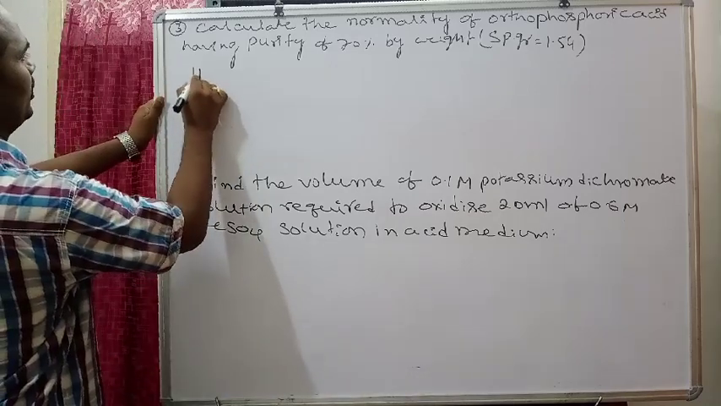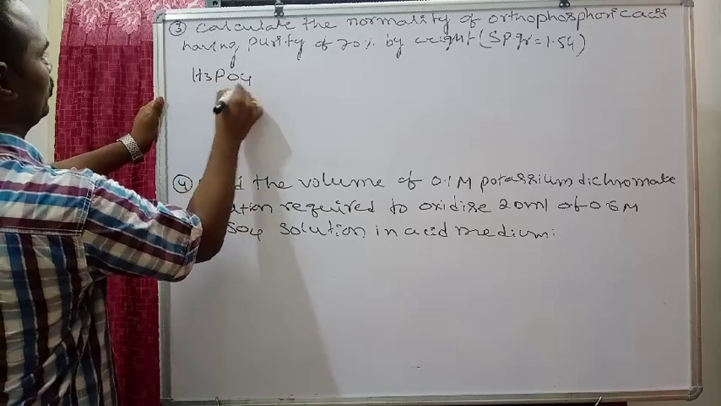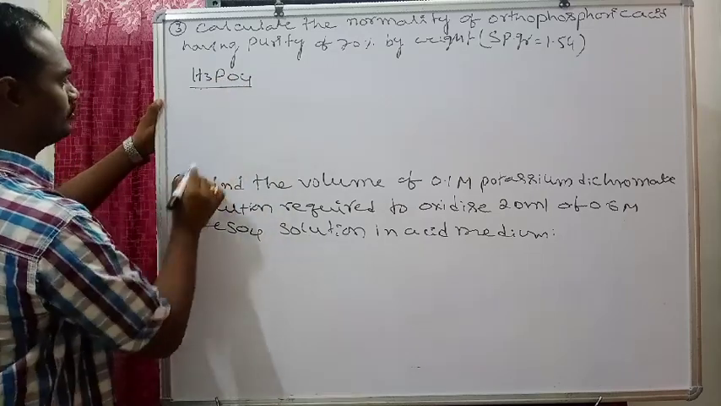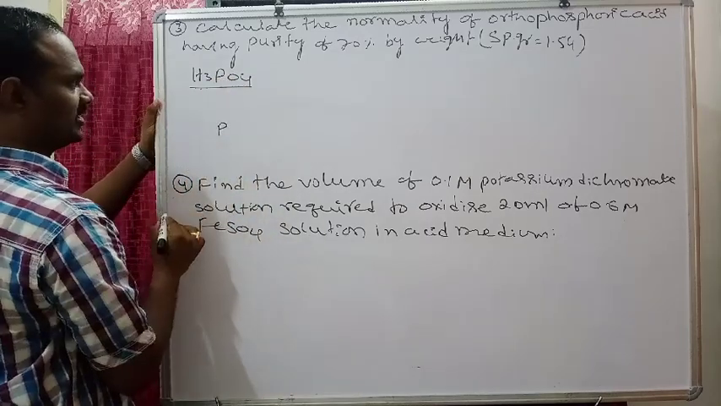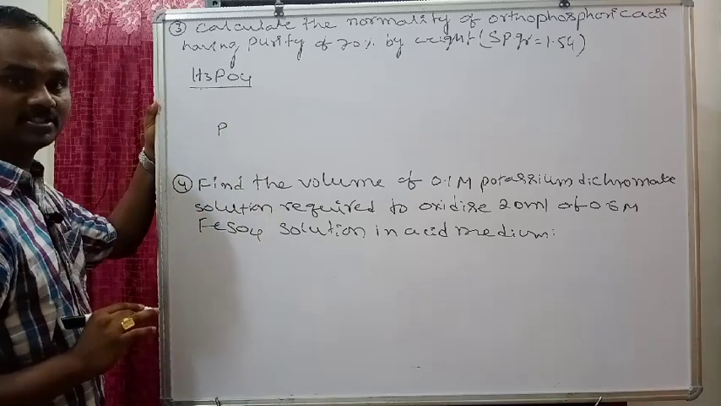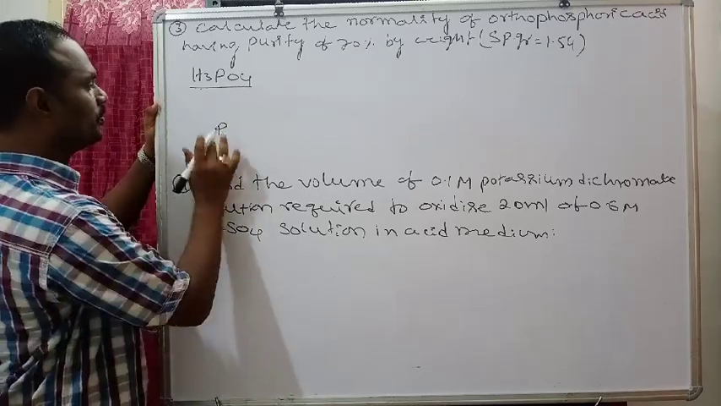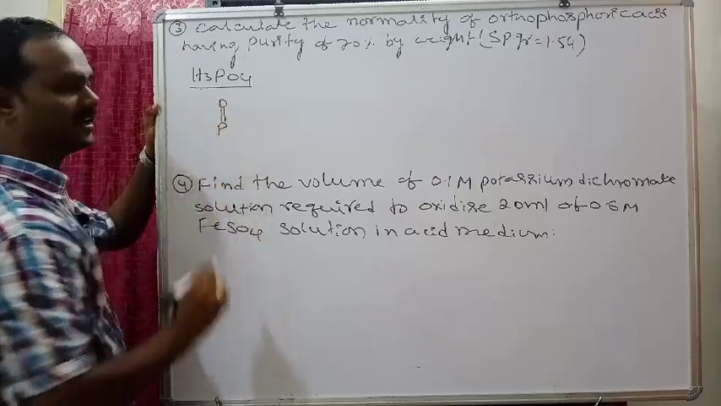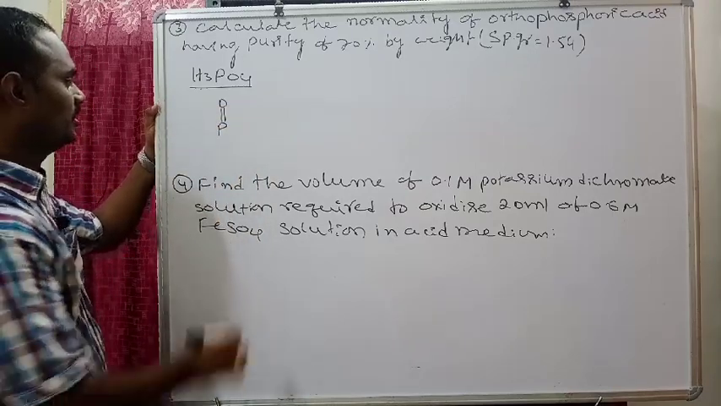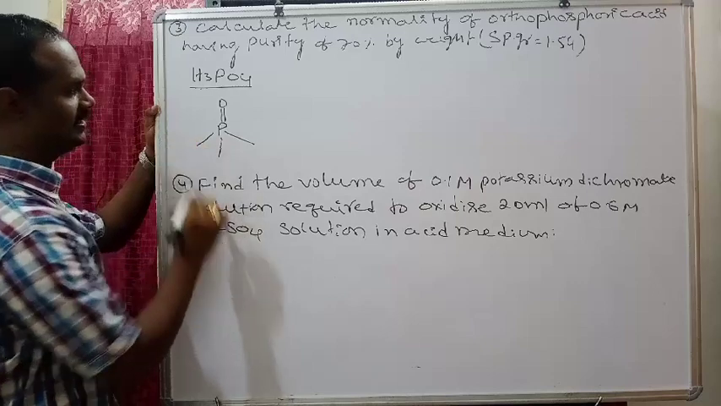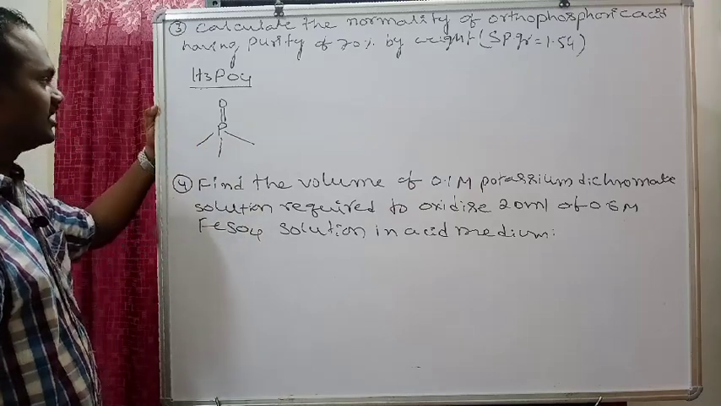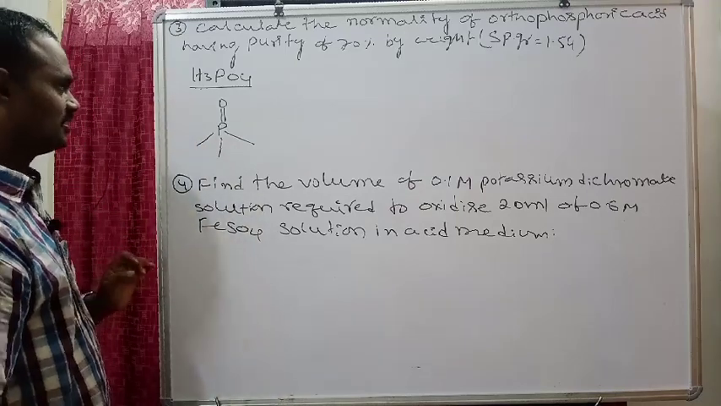The orthophosphoric acid formula is H3PO4. See one structure of orthophosphoric acid. In phosphoric acid structures, while writing, first we should write phosphorus with one double-bonded oxygen. Other three links we write like this. Is it clear? Single phosphorus there. This is the basic structure.